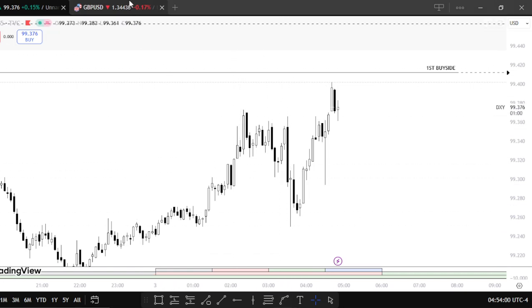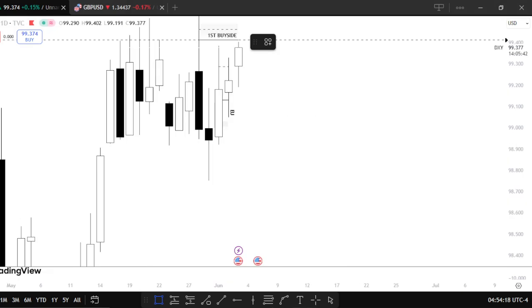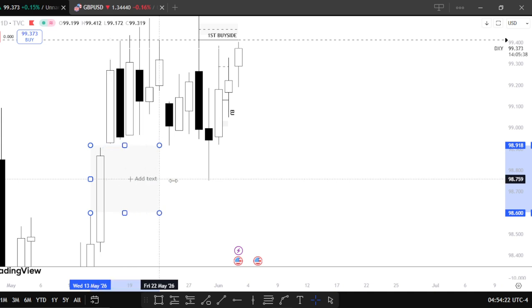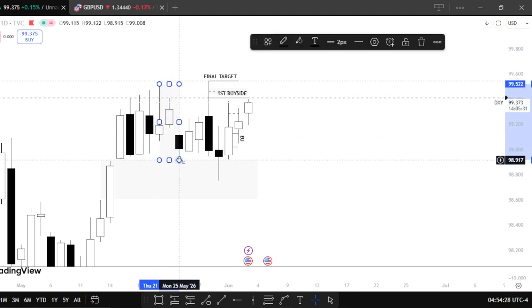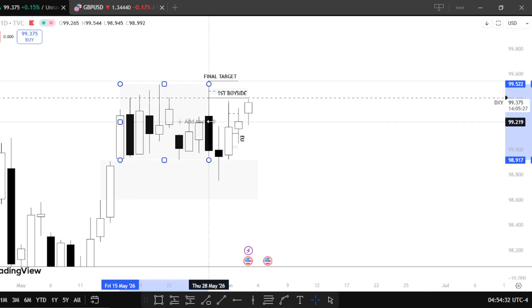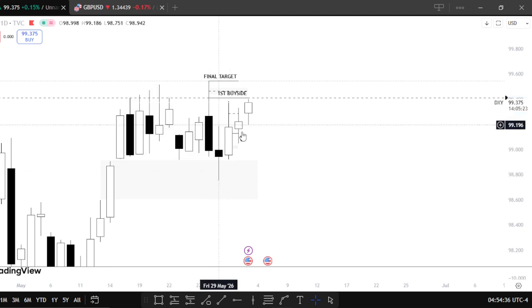So this is the update. Let's go to the daily. We treat it to this fair value gap. Okay. This is the range from here to here. This is the consolidation range. So we take its low and we reverse.